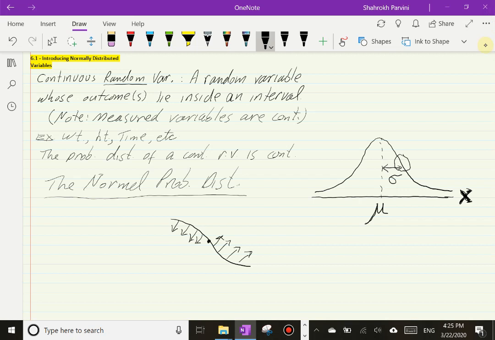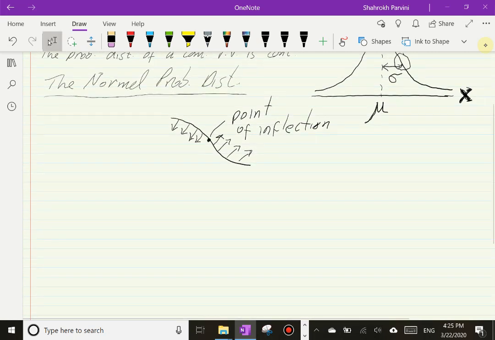Now this point actually has a fancy name. This point is called a point of inflection. And that's the place where the curvature changes. Now, for the normal distribution, this point of inflection is exactly sigma units away from the mean. Okay, so that's pretty much what that is.